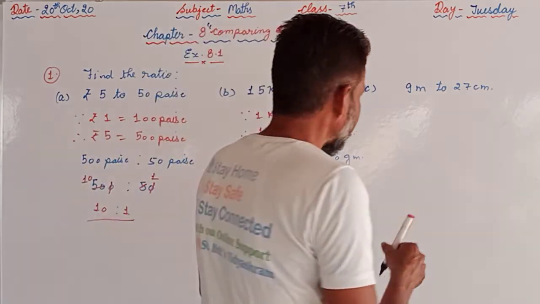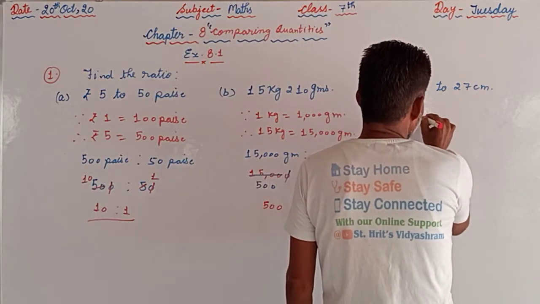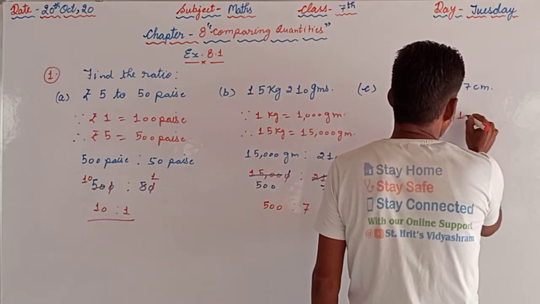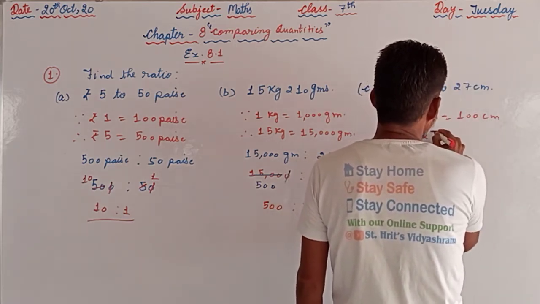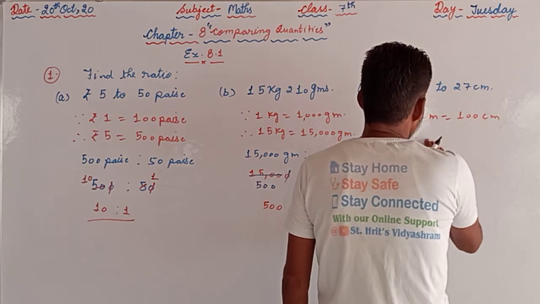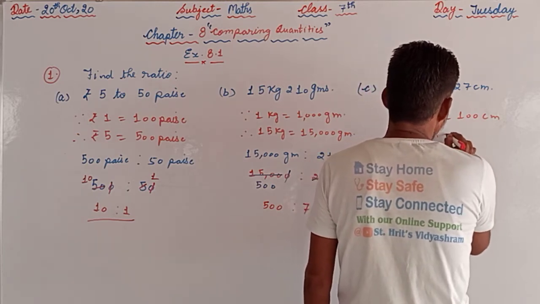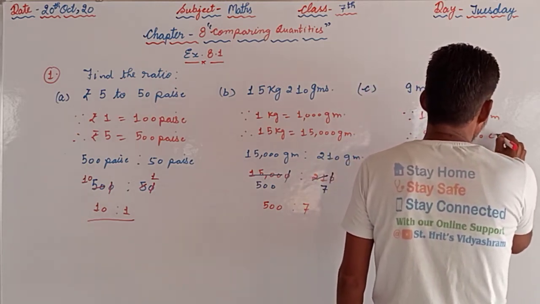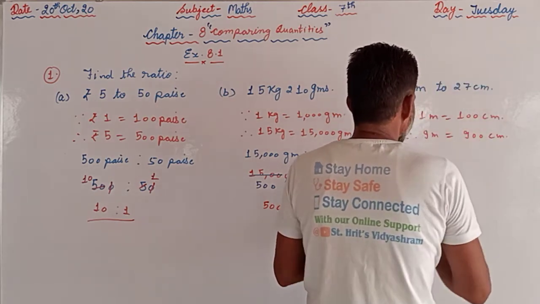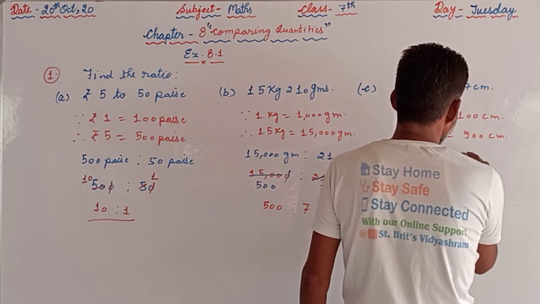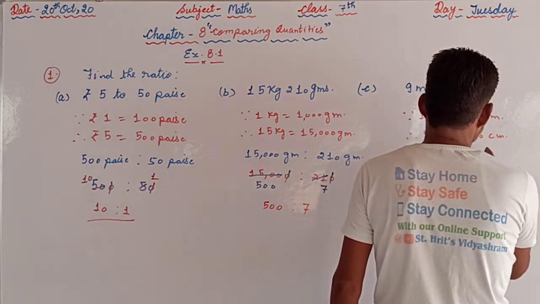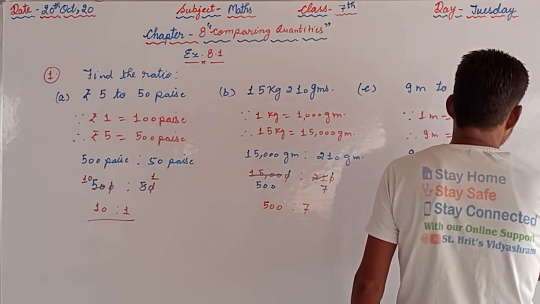Now the last one, we know that 1 meter equals 100 centimeters, therefore 9 meters is equal to 900 centimeters. So in place of 9 meters we can write 900 centimeters is to 27 centimeters.